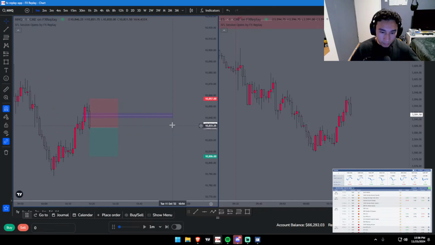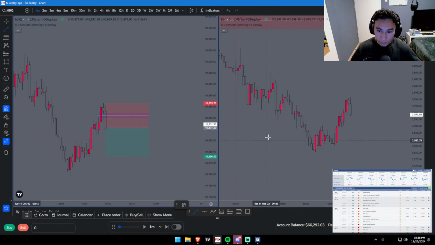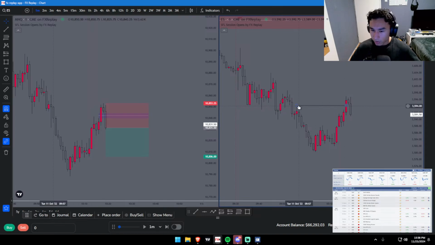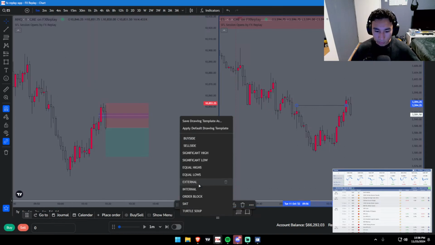That's the inversion or closure below, which is my entry. Stop at the high. Do have an SMT at this high as well. Doesn't really matter though. Oh, you don't. Yeah, we do. Okay. So we took out this swing high. We took out this swing high. We took out equal highs with this.